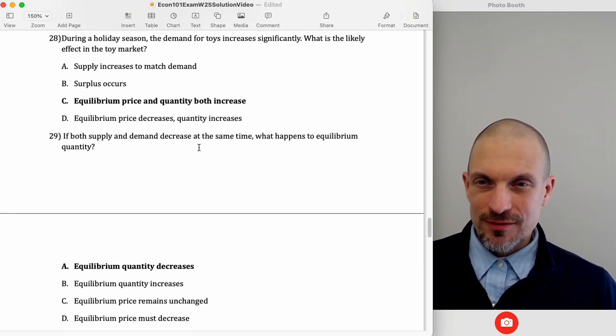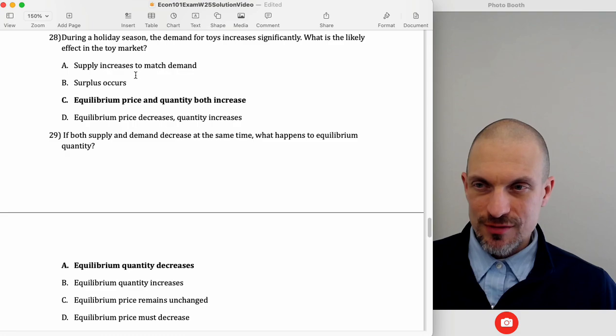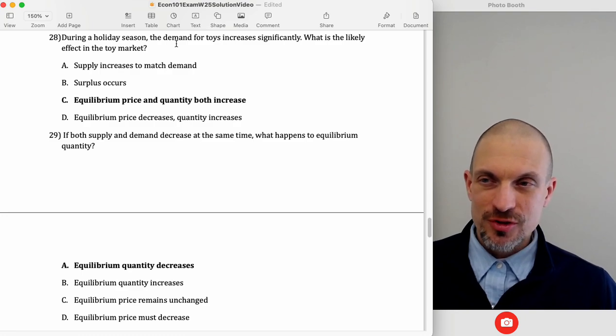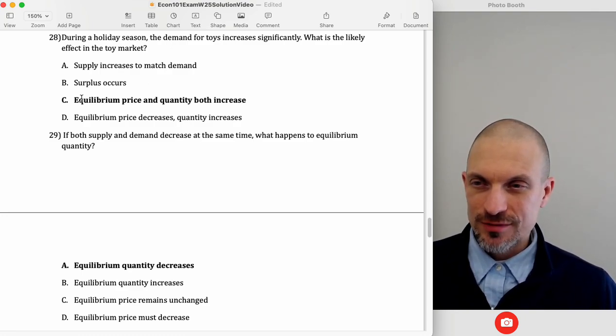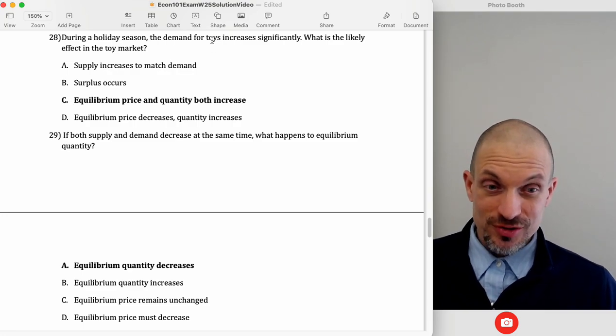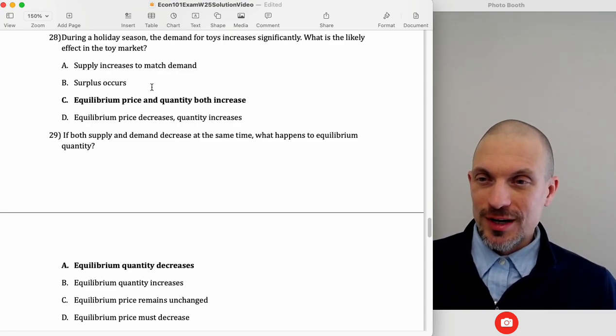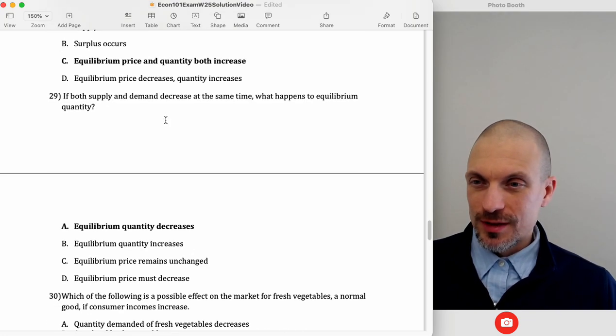During the holidays, demand for toys increases significantly. What's the effect on the toy market? Well, if we have an increase in demand, we're assuming one cause, one effect principle, so we're not going to have anything affecting supply. We just have a stationary supply curve. This is going to be consumers increasing their enthusiasm for whatever these toys are. We're going to get a higher price and higher quantity.